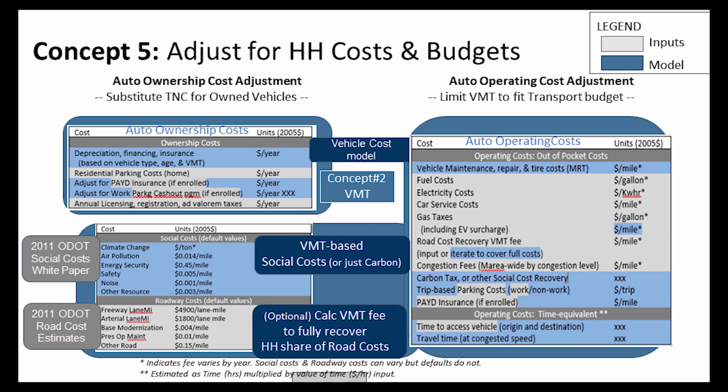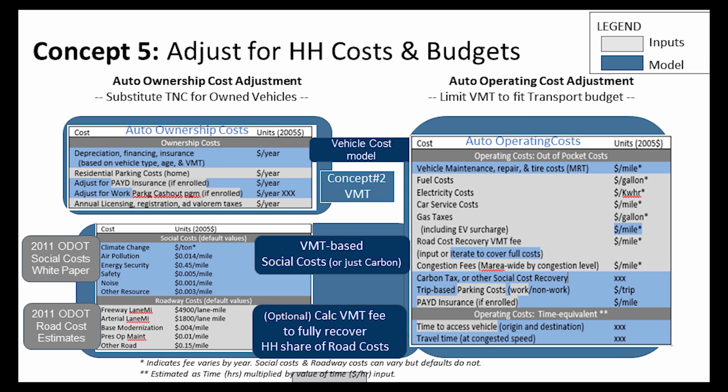So we have talked about most of these before, but there's really 2 things that happen with the budget. We can look at auto ownership costs, which is on the left side, or auto operating costs, which are on the right side. On the left side, we've talked about it, ownership can change. So I look at my ownership costs, and I can substitute a car service, or a TNC, for an owned vehicle. We've talked about doing that.